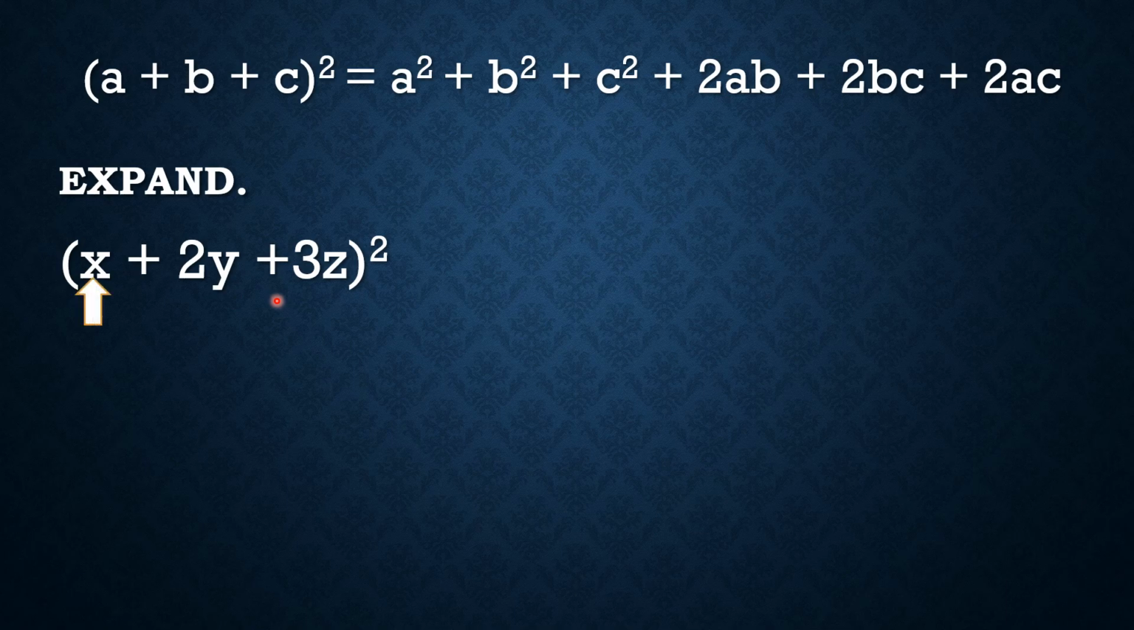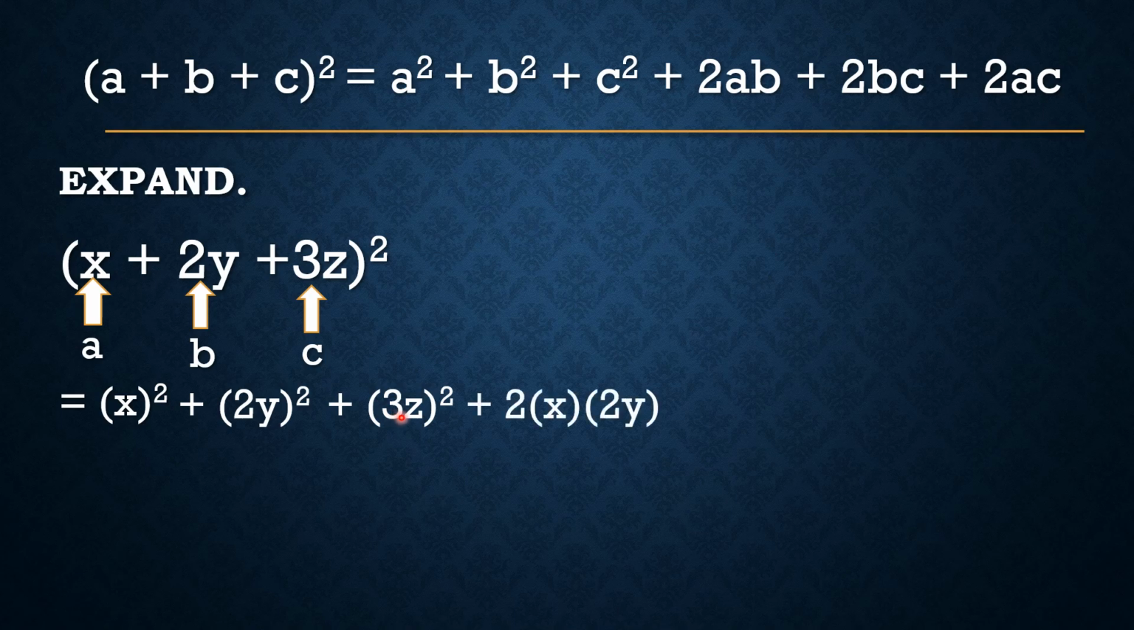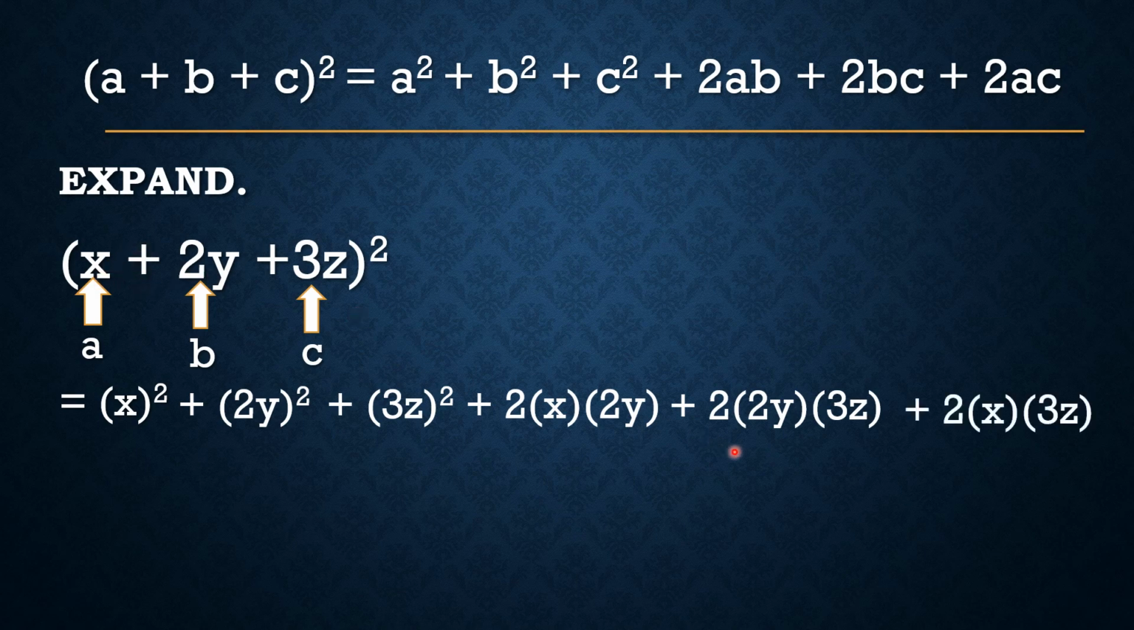So first, gagawin natin, imagine natin that x is our A, 2y is our B, 3z is our C. Okay. Next, square natin si x, square natin si 2y, then square natin si 3z. After that, we get twice the combination of the two, no? Multiply natin si x and 2y times 2. Another combination, y and 3z times 2. Then x and 3z times 2.